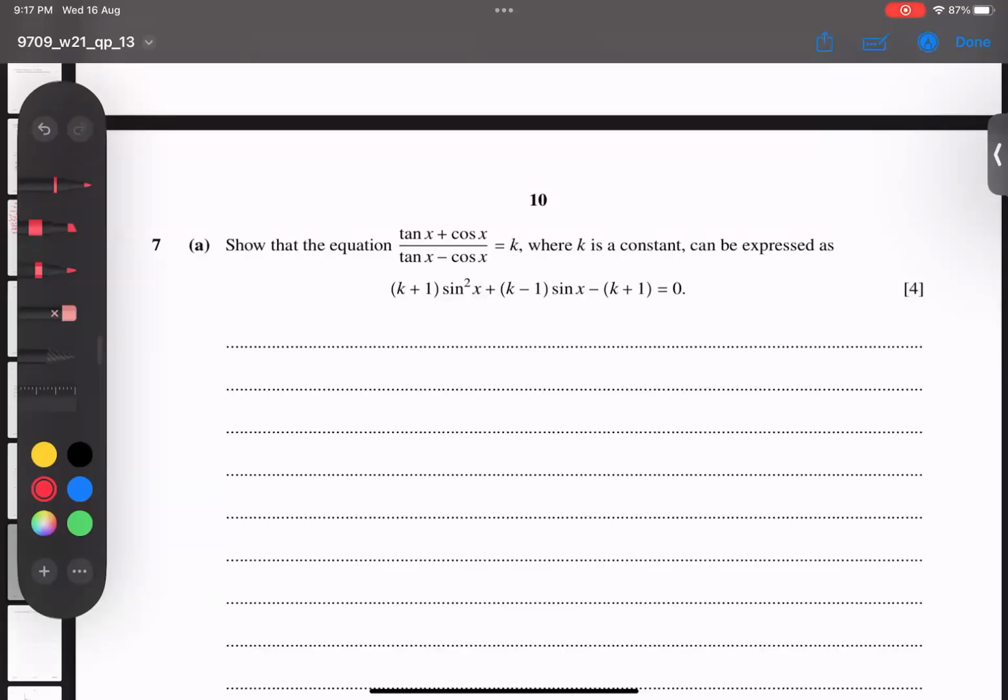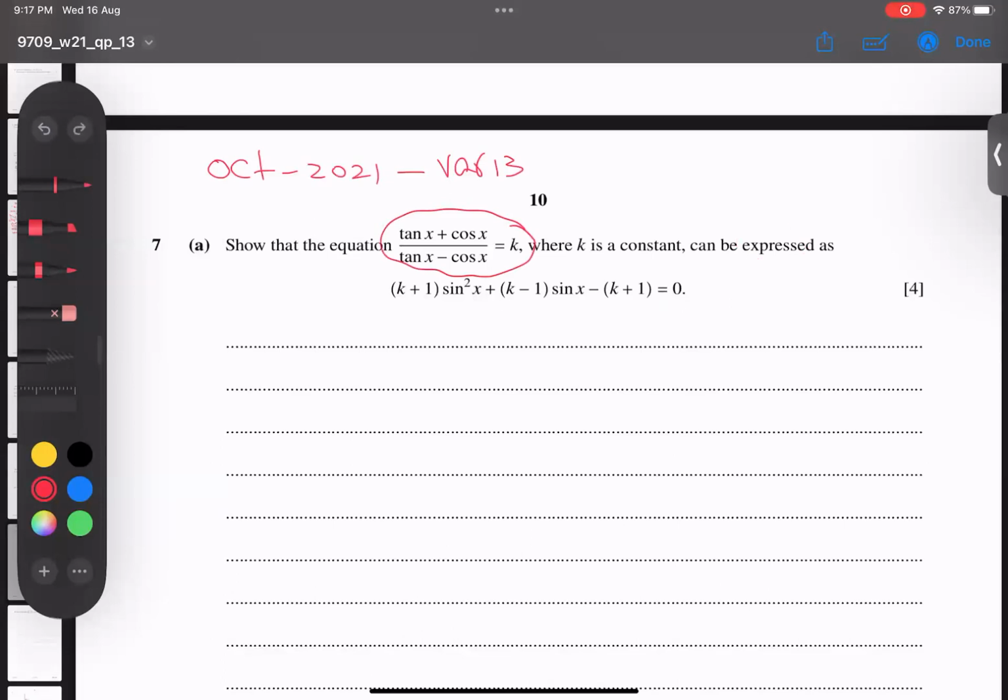This is a question of October 2021. I just mentioned here, variant 13 and question number 7. So let's start. First of all, this equation we have to express in this form.